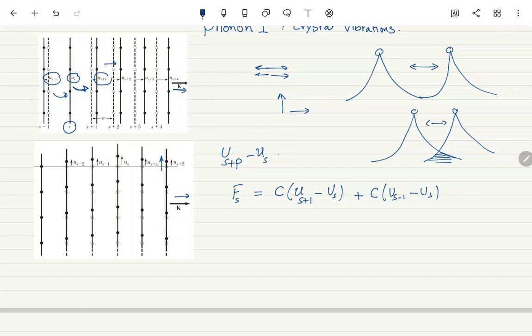Now, from Newton's second law, remember, the sum of all forces equals m a. In this case, M times the second partial derivative of the displacement u_s with respect to t is equal to this F here. This is the only force we have in this situation, and we just simplify this one. You will get C times u_{s+1} plus u_{s-1} minus 2u_s, and this is called the equation of motion.